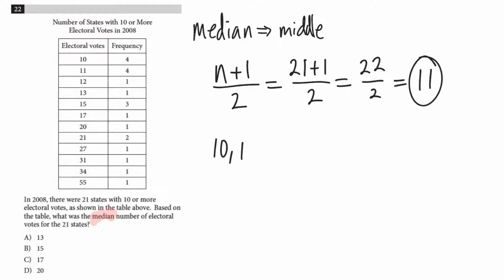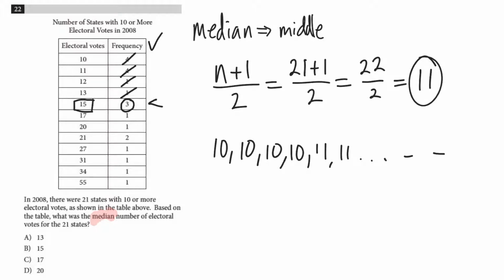Okay, so we want to order the data, and we could order it all out, so we could do 10, 10, 10, 10, 11, 11, right? Because there are 4 10s and 4 11s and 1 12 and 1 13, on and on. But since the data is already in order, it would be much easier to count using the frequency column. So if we're counting up to 11, we're just doing 1, 2, 3, 4, 5, 6, 7, 8, 9, 10, and then our 11th will follow in this category. That would be 15 electoral votes. Therefore, 15, B, is our median for this data set.